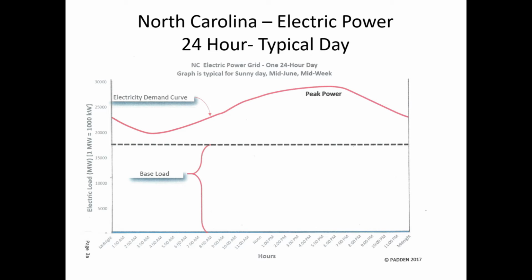Let us take a look at how electricity is provided in North Carolina. This graph covers one 24-hour summer day. The vertical axis is for power and horizontal is in hours. Note the electricity demand curve. Electric usage is lowest around 4 a.m. and peaks around 6 p.m. Think of this graph as a bucket that must be filled using different energy resources.